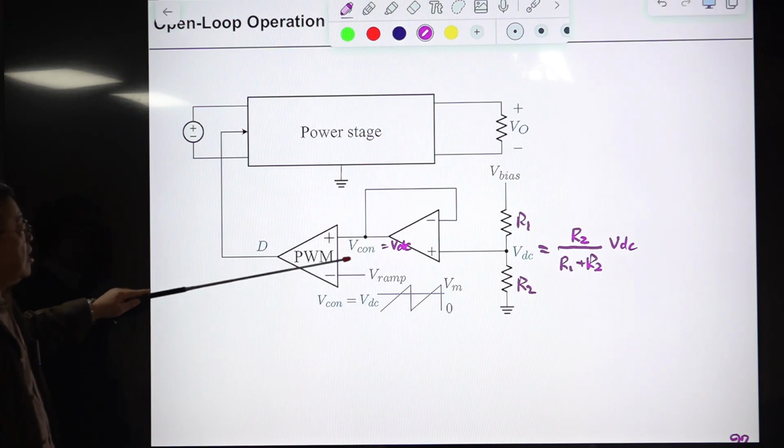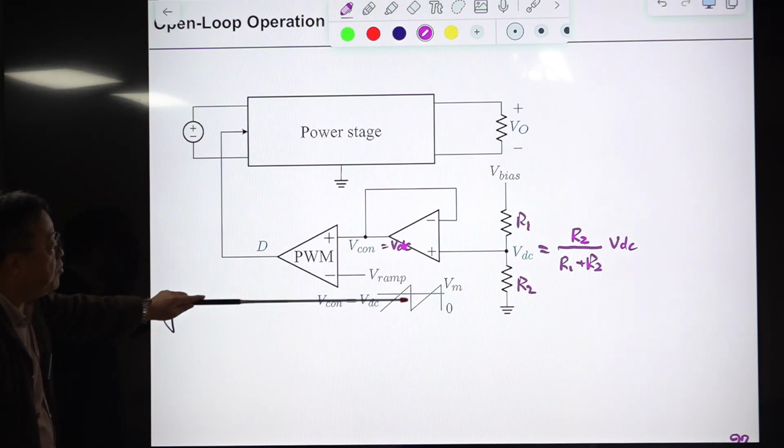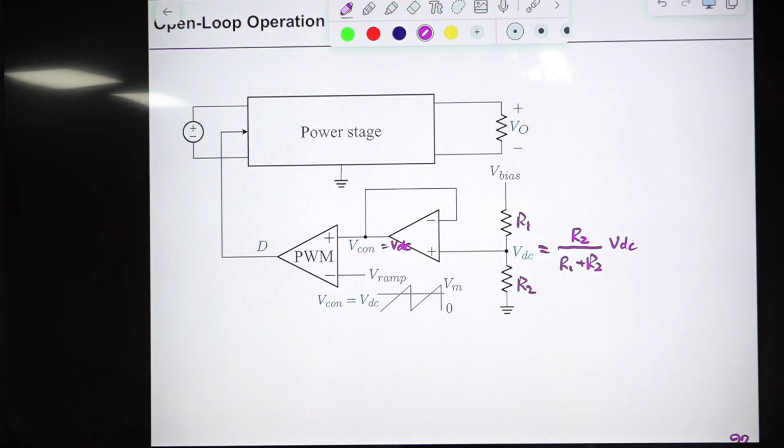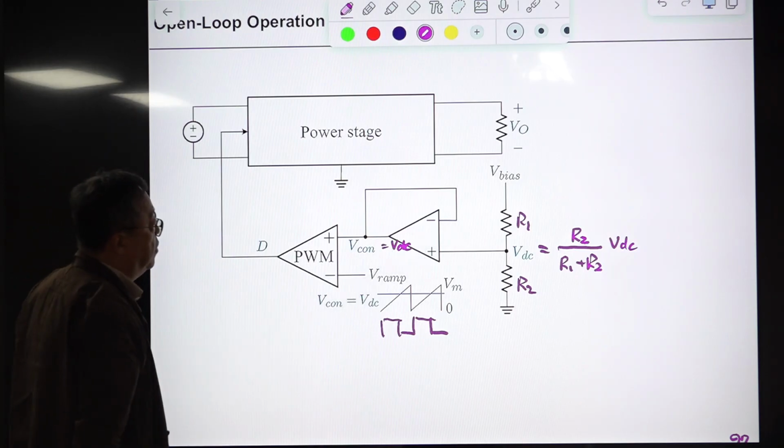Then we are comparing this voltage with the Vramp here. So Vcon is VDC, and a fixed duty ratio will be generated. So this is open loop operation with constant frequency. Nothing is changing. Okay, it changes periodically. There is no sinusoidal component here. This is constant. Output is constant.